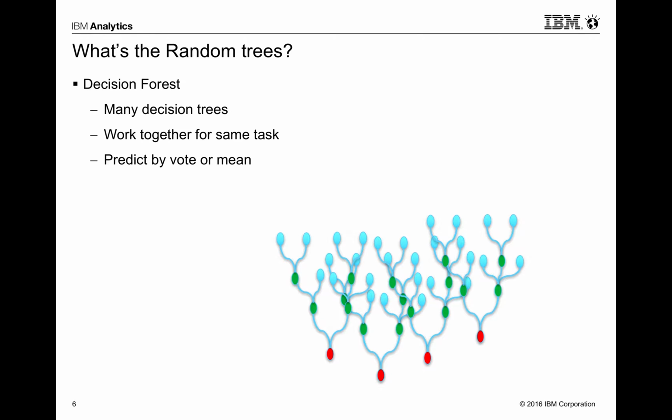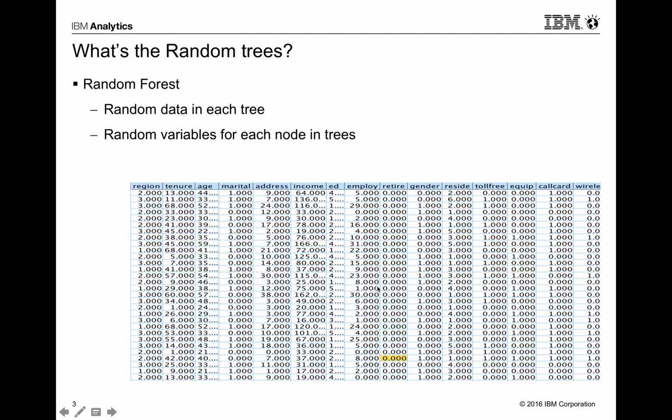Then we introduce the decision forest. If we have many decision trees that work together on the same task and predict by vote or mean, we can call it a decision forest. It's many trees combined together. So we start to introduce random trees, random forest. We have already introduced that a forest is combined from many trees, and a random forest uses some random method to build many decision trees combined together for the same work.